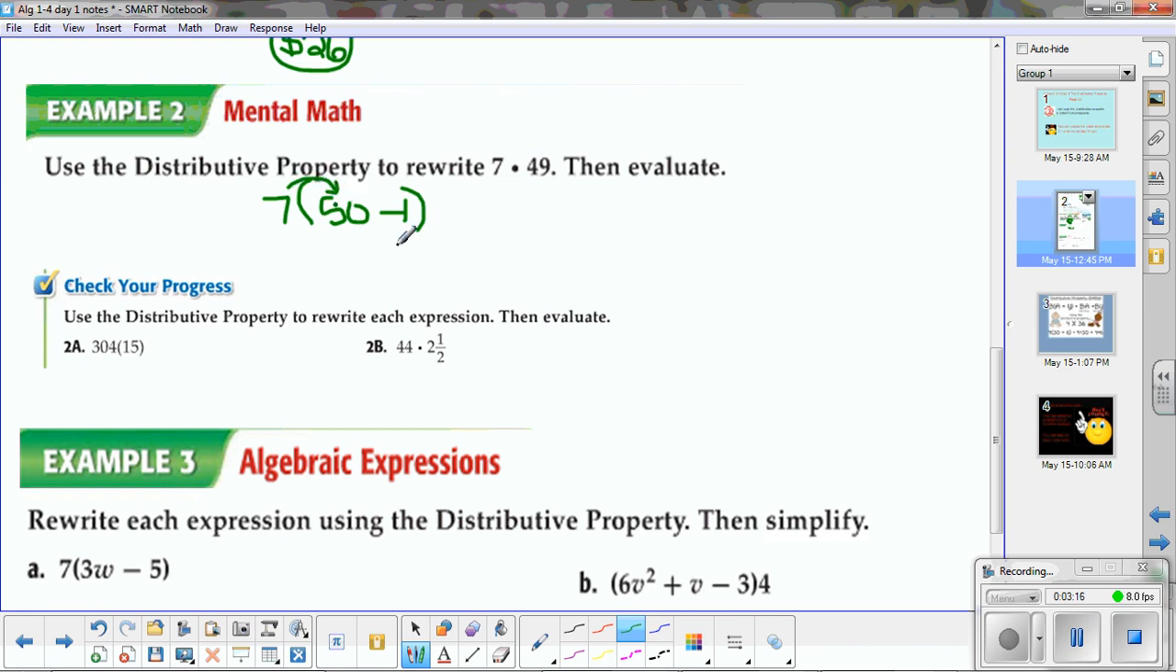7 times 50 is 350. And 7 times this minus 1, I'd like to think of it as a negative 1. 7 times a negative 1 is negative 7, so it's going to be minus 7 or plus a negative 7. 350 take away 7 is 343. Now, while I did write that out, I could have also done that in my head. 7 times 50 I can do in my head, and then the 7 times the negative 1 I can also do in my head.